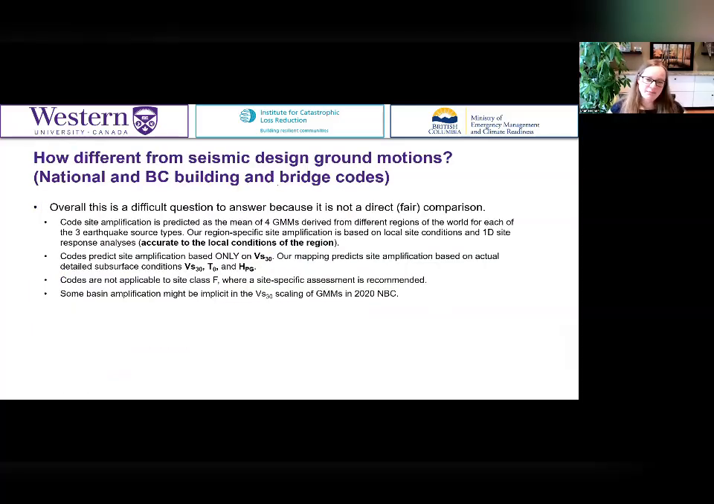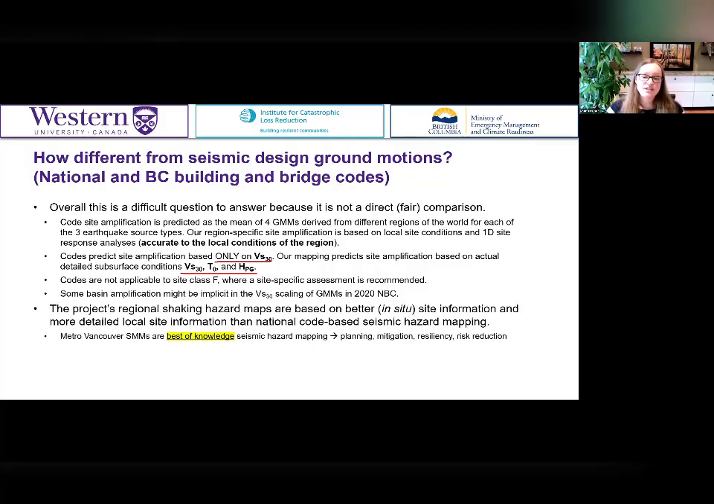Probably don't have time, but everybody always wants to know, how does this relate to the 2020 building code? Well, it's not easy to answer. It's not a fair direct comparison. The building code is working with only one parameter, and we work with several. We try to make a much more sophisticated product because we know a lot more about the subsurface and what those side effects will trigger or result in.